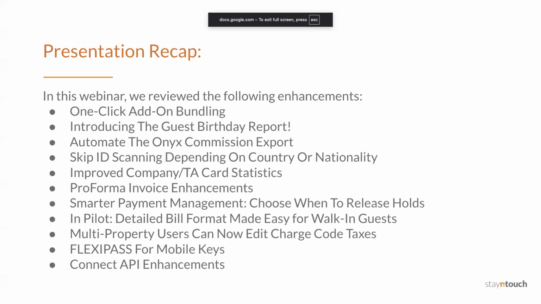All right, so in this webinar, we reviewed one-click add-on bundling, the guest birthday report, how to automate the Onyx commission export, how to skip ID scanning depending on country or nationality, improved company and travel agent card statistics, performance invoice enhancements, how to choose when to release holds, the detailed bill format for walk-in guests, which is in pilot. Multi-property users can now edit charge code taxes, FlexiPass for mobile keys, as well as our Connect API enhancements.